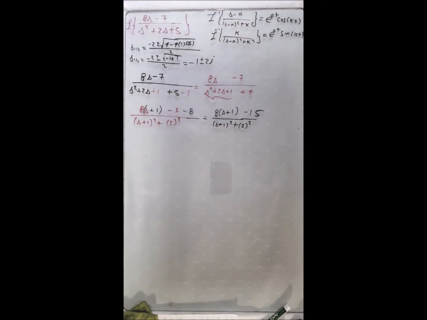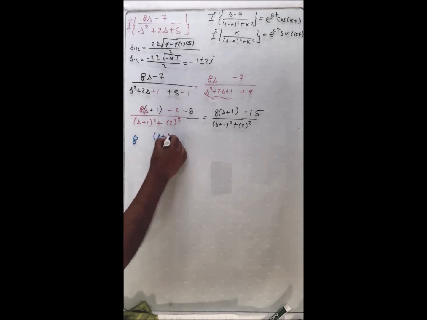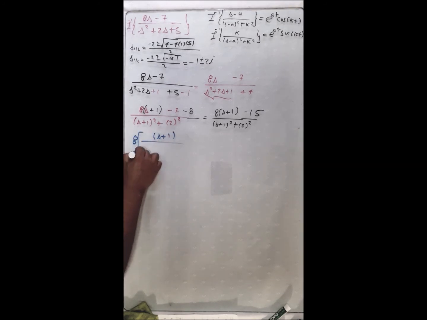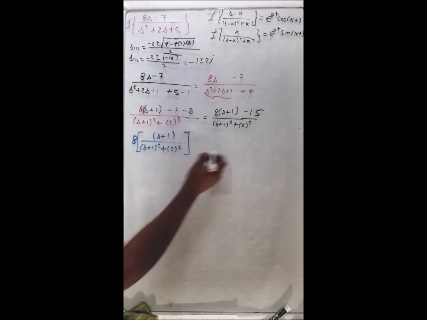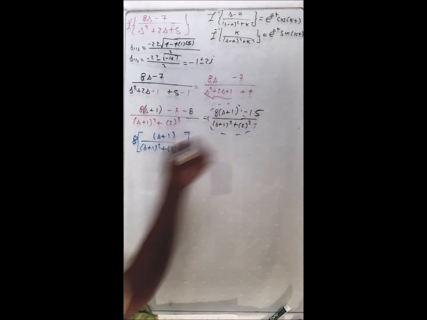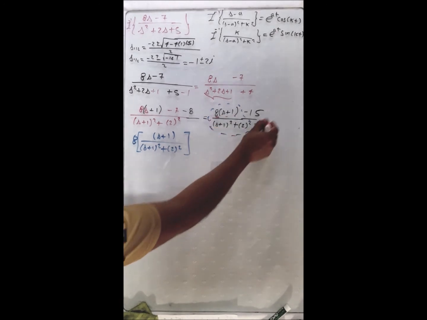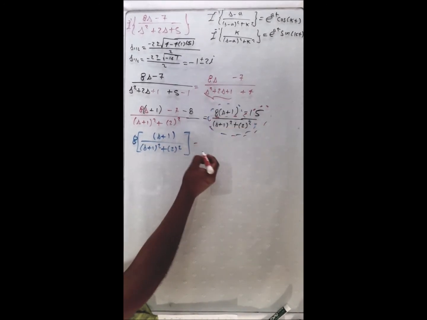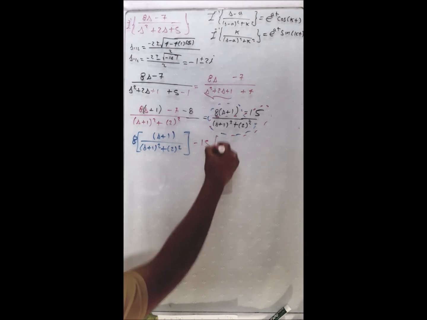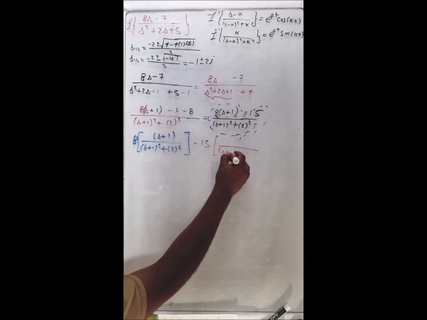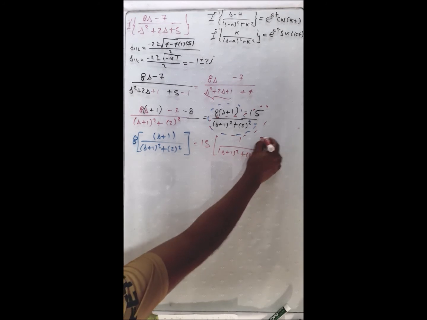So we are going to split this fraction into fractions like this. 8 times s plus 1 over s plus 1 squared plus 2 squared, and that is for this. And then the next one is for this, minus 15, and then 1 over s plus 1 squared plus 2 squared.